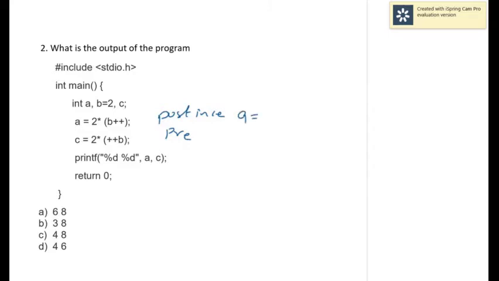So see how it is going to execute. 2 into b, the value of b is 2, so it is post increment, so 2 is assigned, then the b value will be incremented, that is b value will become 3. Whereas in this case c equal to 2 into pre-increment b, the current value of b is 3, so it is incremented, b value becomes 4 and it assigns the value 4 for this expression. So the values of a and c are 4 and 8. So here it is printing a and c, the answer will be 4 and 8.